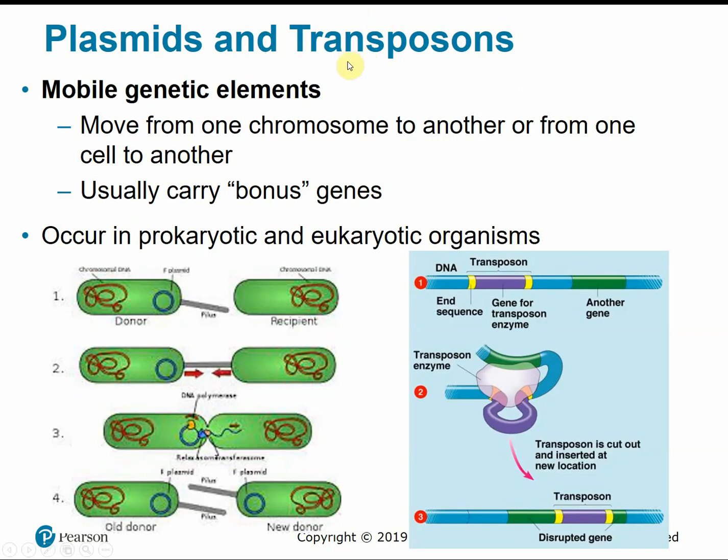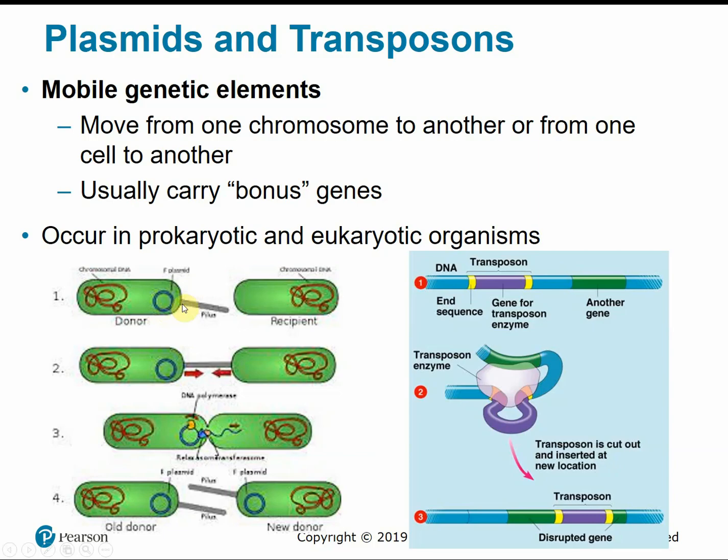Plasmids and transposons are considered our mobile genetic elements, so they're not part of the primary chromosome. So they're able to move from one chromosome to another or from one cell to another. And because they're not part of that primary chromosome, they don't carry those regulatory structural genes. They usually only carry bonus genes, so things like antibiotic resistance, capsule production.